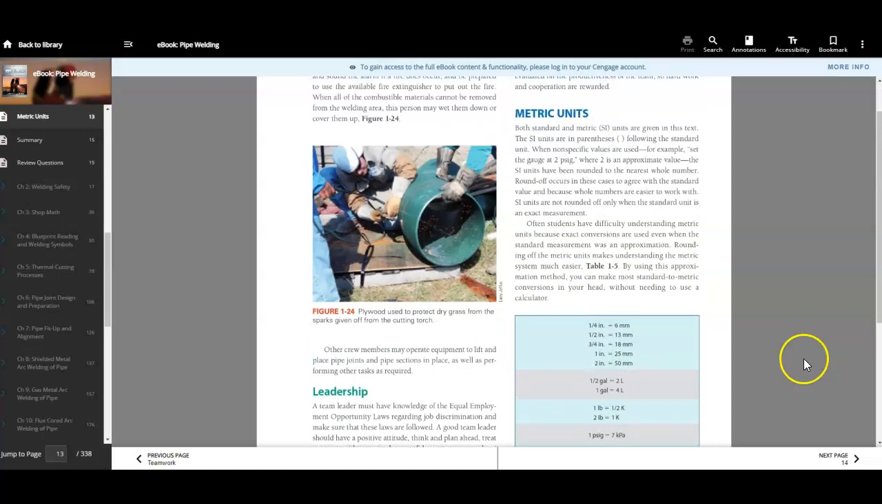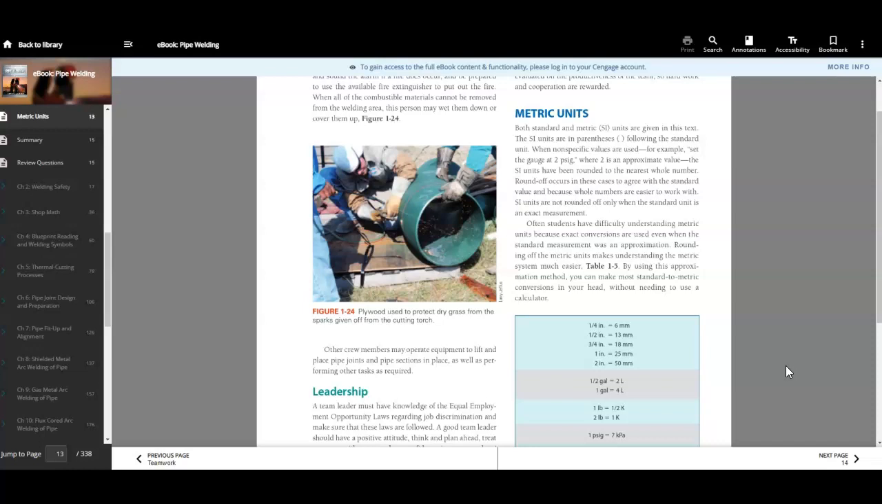Metric units. Both standard and metric units are given in the text. The SI or metric units are in parentheses following the standard units. When non-specific values are used, for example, set the gauge at 2 psi, where 2 is an approximate value, the SI units have been rounded to the nearest whole number. Round off occurs in these cases to agree with the standard value, and because whole numbers are easier to work with. SI units are not rounded off only when the standard unit is an exact measurement.